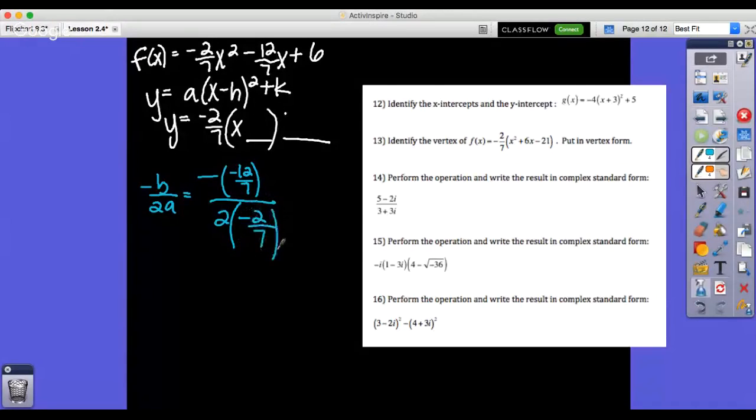Okay. Actually not as bad as you think. Because on the top, we turn that into 12/7, right? And on the bottom, we turn this into -4/7. And then we flip it to then get multiplied by 7/4. And then 4 goes into 12 3 times, right? So I got -3. -3 is my h.